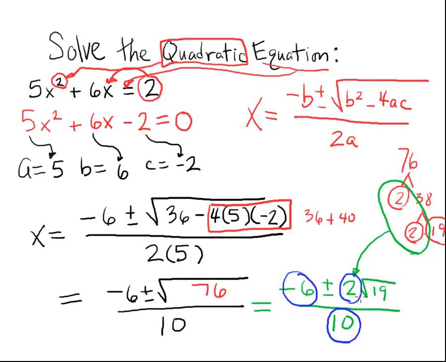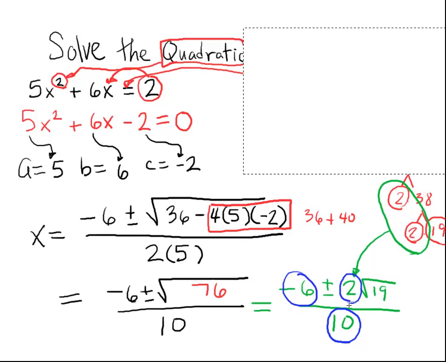Now, what I'm going to show you is really, really important. Here, let me get rid of some stuff because I'm running out of room. What I'm going to show you is really important because it only works if all three of these things, the -6, the 2, and the 10, all three of these numbers that are not inside the radical are divisible by the same number. That's the only way this will work. There's a mathematical reason behind it, but I'm not going to go there just yet.